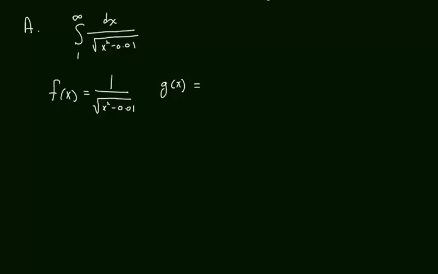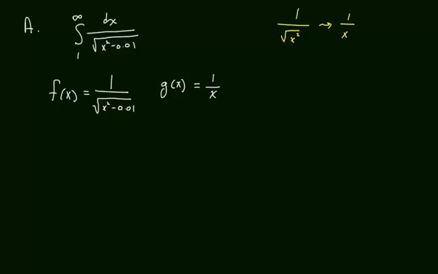So if I come over here in the margin and I look at this f of x, but I delete the insignificant minus 0.01, then I'm looking at 1 over the square root of x squared, which then is making me think of 1 over x. Ultimately, that's the strategy for choosing the g of x. So I'm going to pick 1 over x.